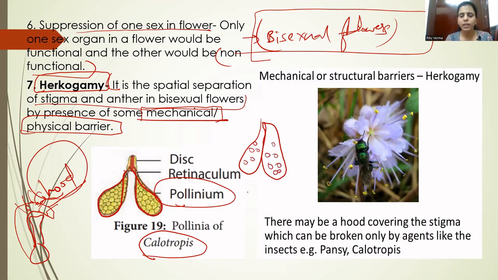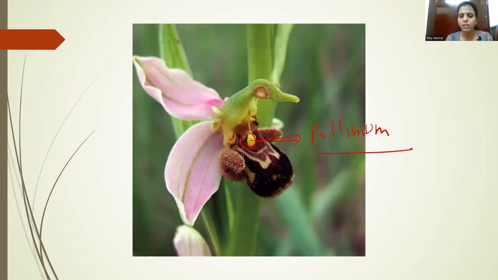Now even if this pollinium falls on the stigma, the stigma is not in direct contact with the pollen grains, and hence this prevents the germination. Later on, this pollinium can be carried away either by insects or any other factor. This yellow structure shows the pollinium of one of the bisexual flowers, and this one you can make out is the hood-like structure. Under this hood-like structure, the stigma is present.